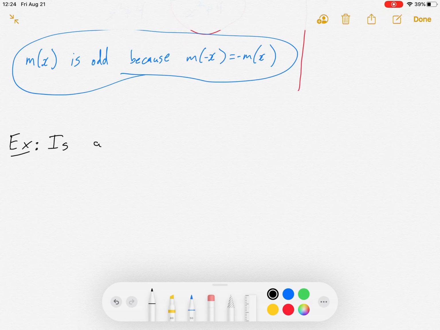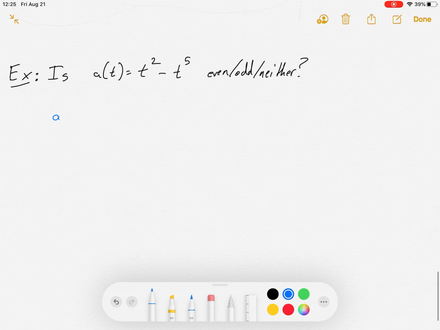Is a of t, which we'll call t squared minus t to the 5th, even, odd, or neither? Okay, first step every single time is replace x, well in this case it's t, with -t, replace your input with its opposite. So I get -t squared minus -t to the power of 5, which ends up being t squared minus -t to the power of 5, like that.